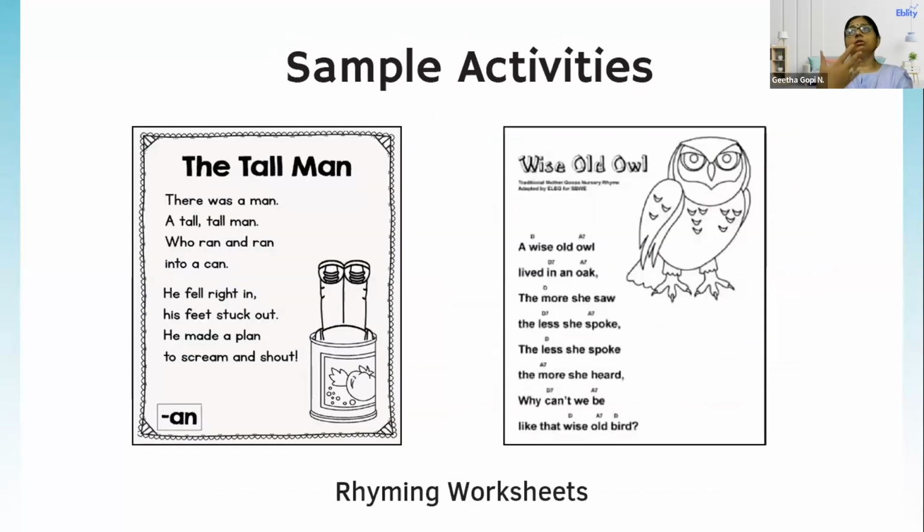You can also use little songs, especially for the ones who like to learn through listening. You can use songs which give a lot of rhymes.